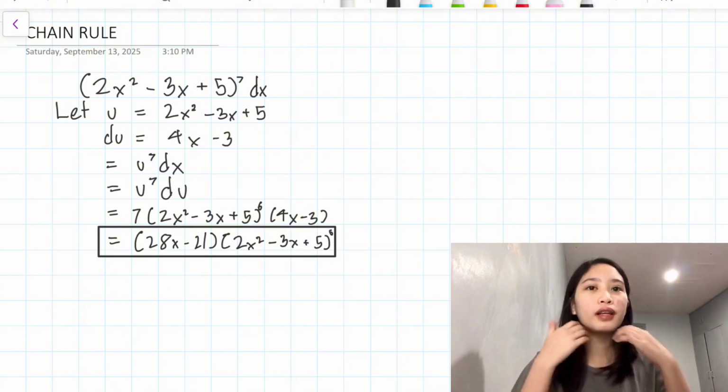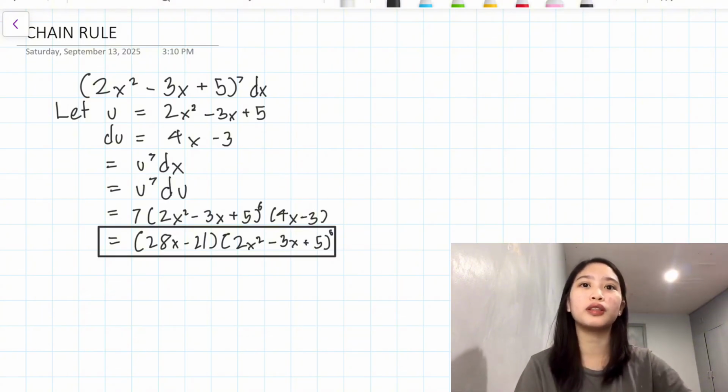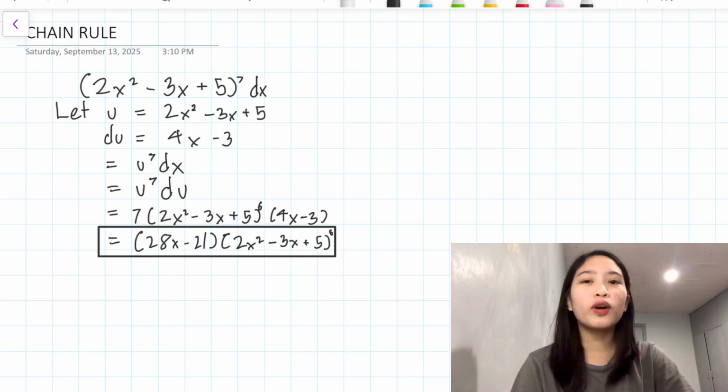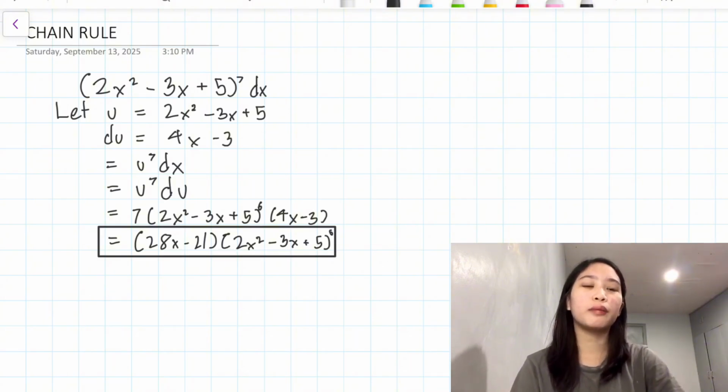The fourth step is u raised to 7 du. The fifth step is we substitute it. We bring down the 7, or the n, which gives us 7, then copy the u, which is 2x squared minus 3x plus 5, and minus 1 is 6. So our exponent is 6, and then multiplied by du, which is 4x minus 3. For the final answer, we substitute or simplify. That gives us 28x minus 21, quantity of 2x squared minus 3x plus 5 raised to 6.